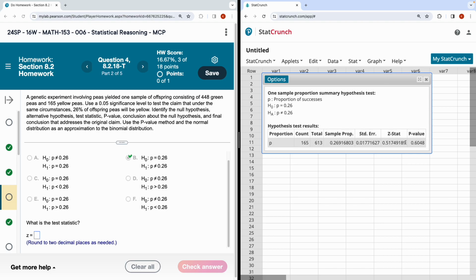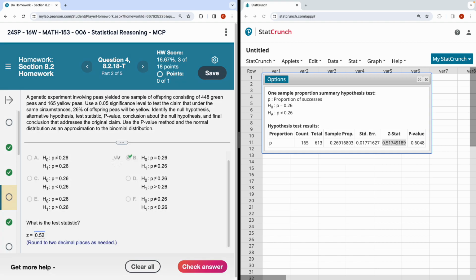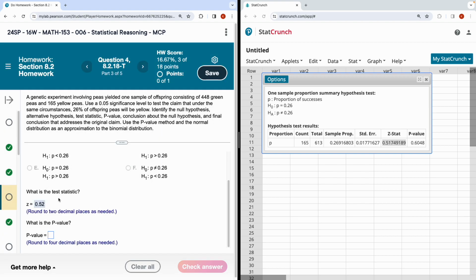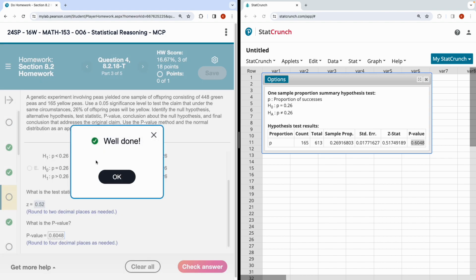And now I can see what my test statistic is. I'm going to key that into MyLab Stats to 2 decimal places. That's going to be 0.52. Okay, apparently I don't know how to type into boxes. So 0.52. And we get that one correct. All right, now our p-value is in this box here. To 4 decimal places, I'm going to type that in exactly how it's written there. 0.6048. And we check our answer there, and we get that one right.